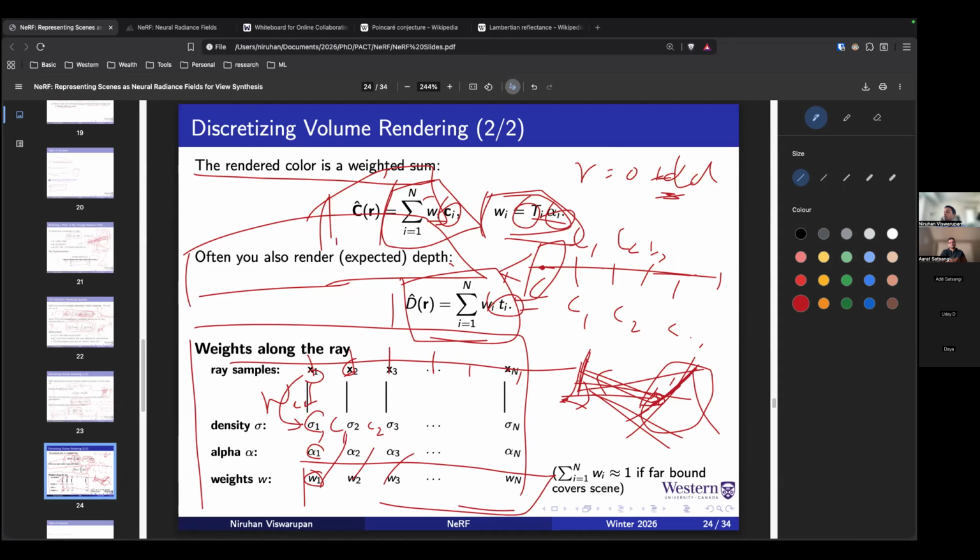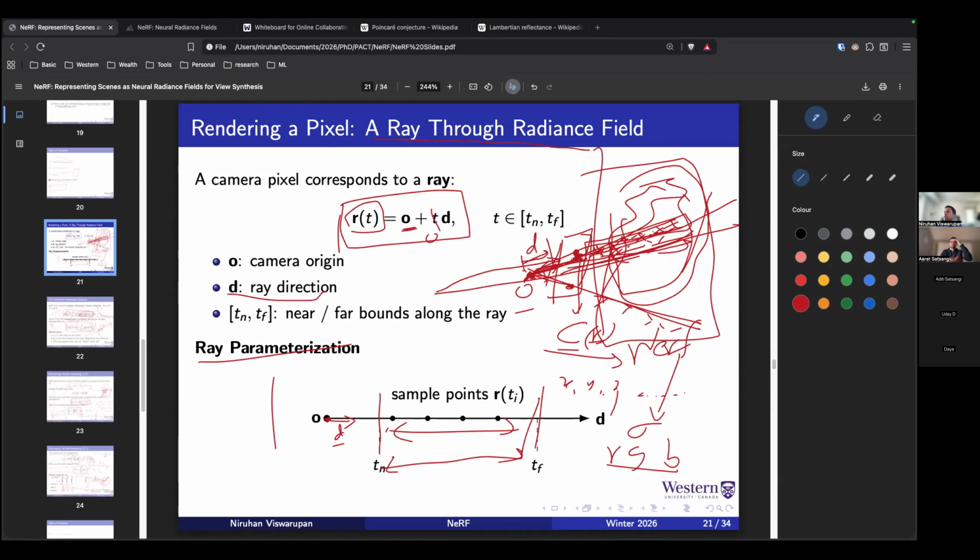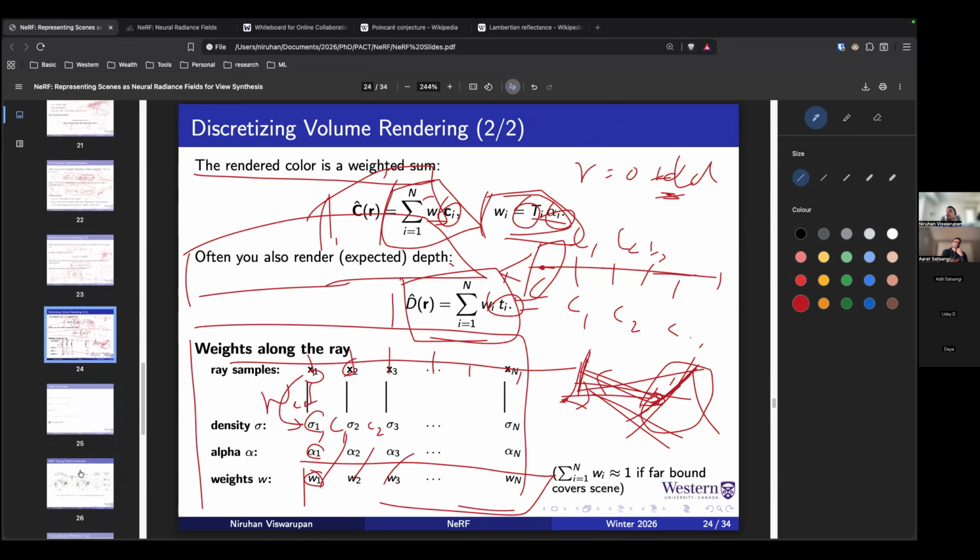This rendering procedure I have explained is for just one pixel. To get an image, you have to do this for all the rays that are going through that image plane. You have to do it for everything, and then finally you will get an image. That is the rendering process.